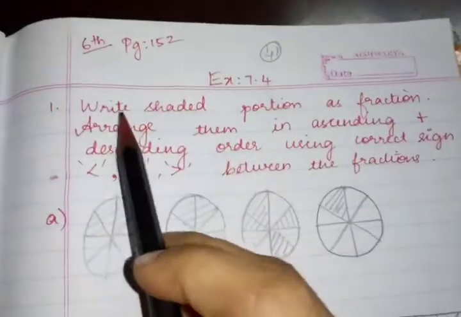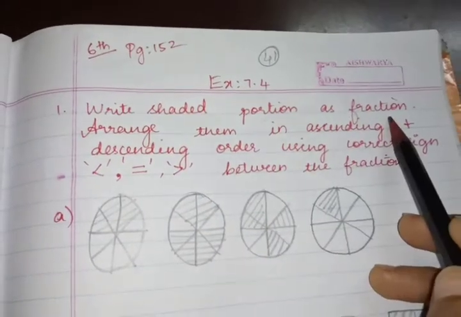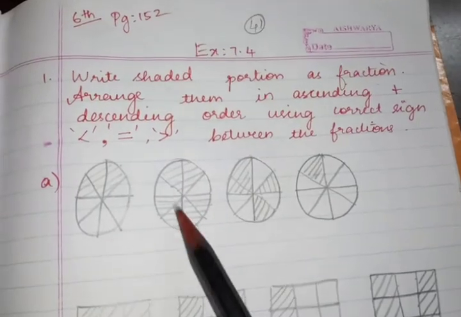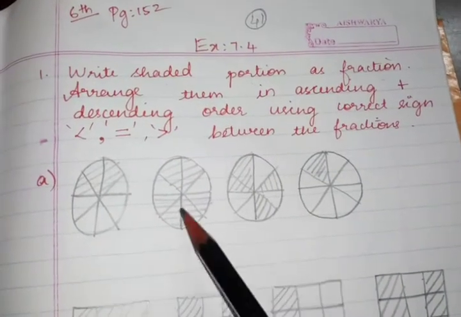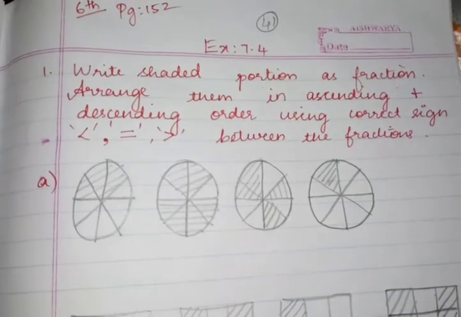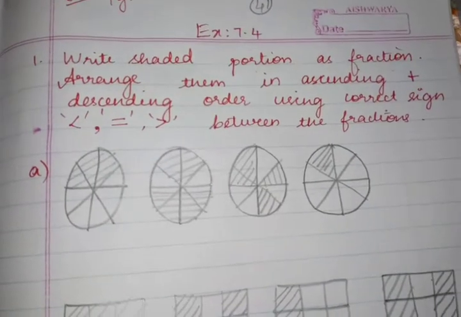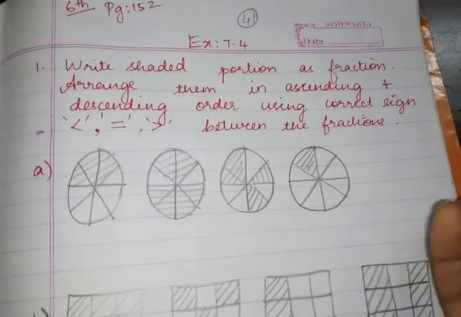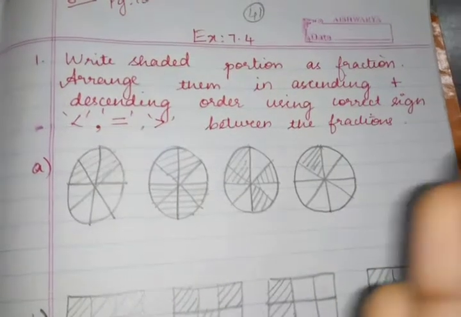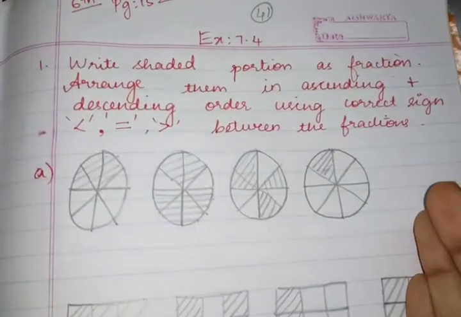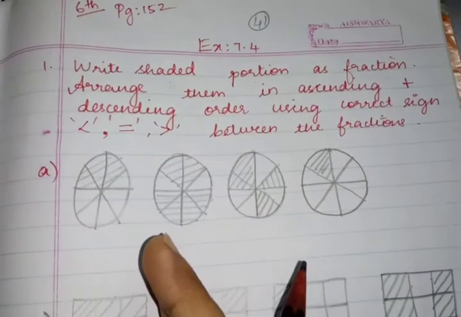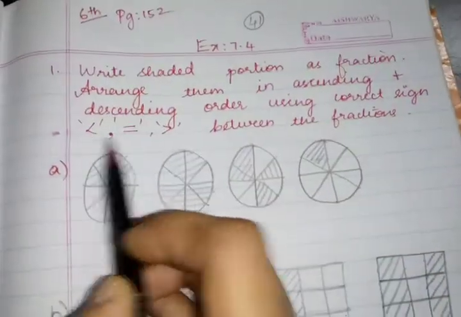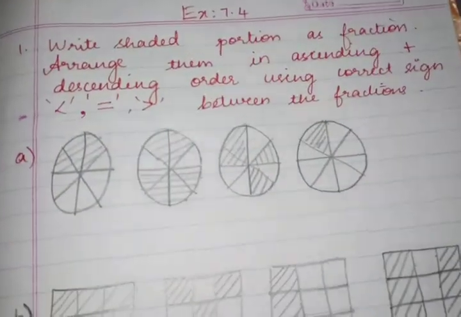Write shaded portion as fractions. Here the shaded region is there, no? For that you should write the fractions. So for each diagram you should write the fraction. Arrange them in ascending and descending order using correct sign. If it is ascending order, how will you arrange the fractions? From smallest fraction to greatest fraction. Descending order means greatest fraction to smallest fraction. You should do that using the proper symbol between the fractions.